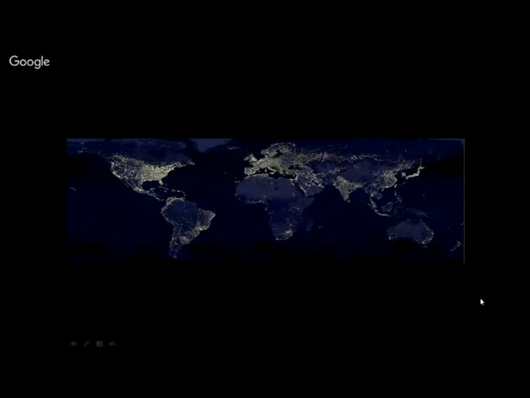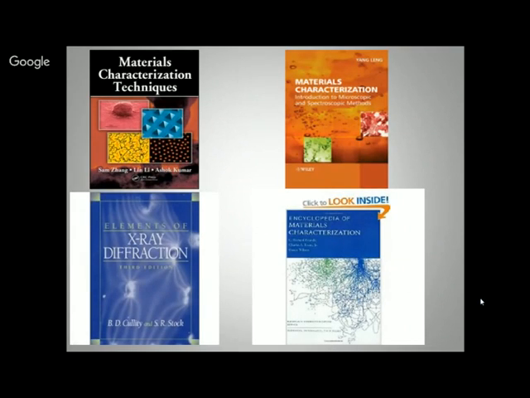This I want to show you: the night view of the whole Earth. In this you can easily identify where India is. So much energy is required. These are some good books on material characterization techniques and nanomaterials. They are easily available on the internet, and some of them are free of charge.